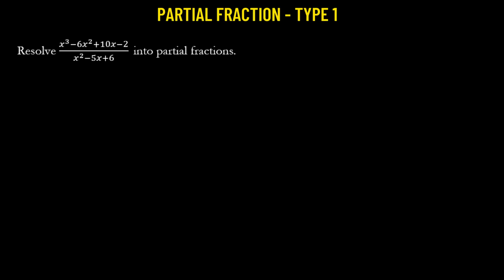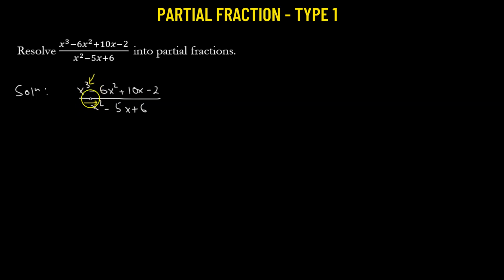In this problem, we need to resolve the given rational fraction into partial fractions. Now, the given rational fraction is not a proper rational fraction because the degree of the numerator is greater than the degree of the denominator. To check that, all we have to look at is the highest power of x in the numerator, that's 3, whereas the highest power of x in the denominator is 2.